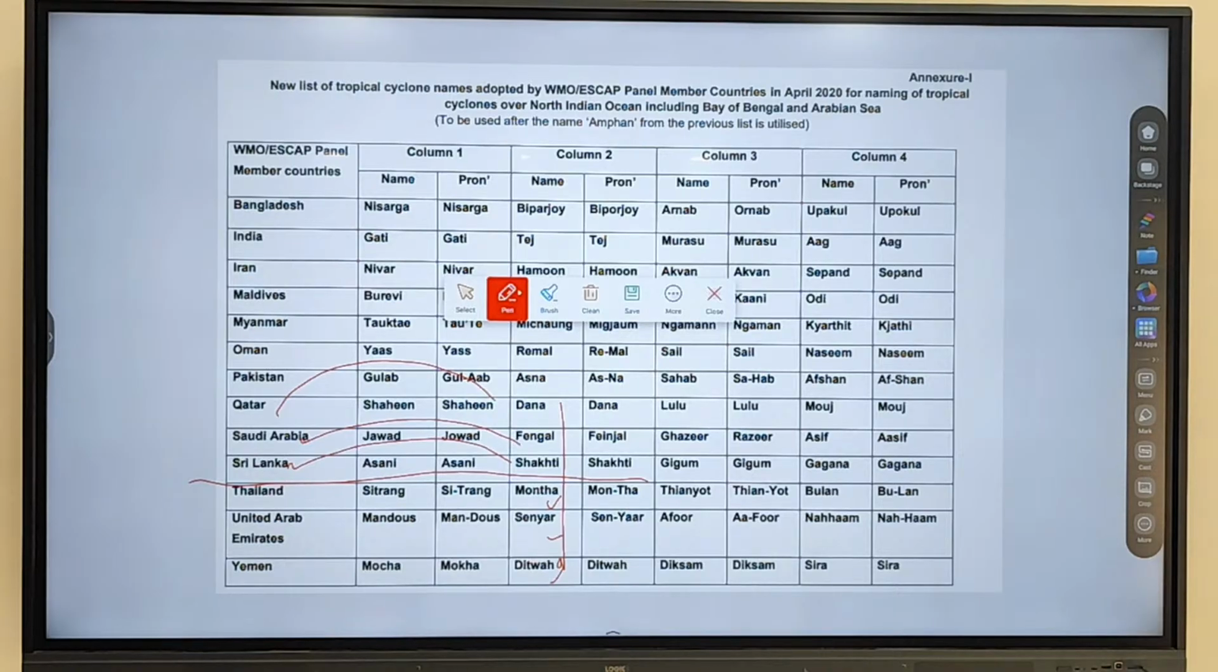Any doubt regarding this one? So this finishes your tropical cyclone. We'll start with temperate cyclone in the next class. Clear? Any doubt regarding this one? Thank you. Thank you for today.